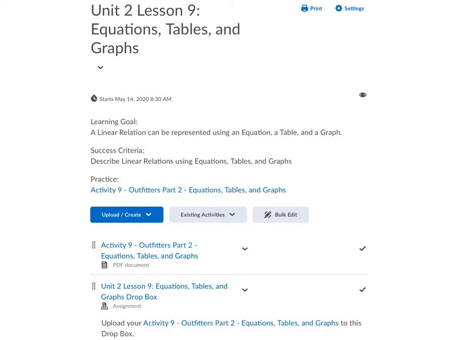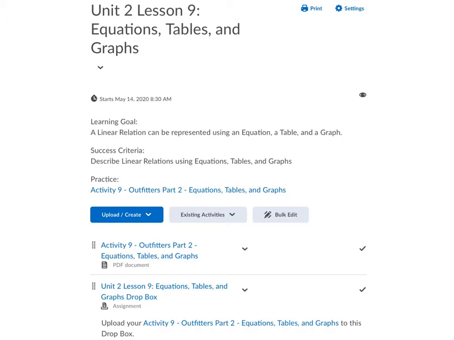Alright, so our learning goal here is that a linear relation can be represented using an equation, a table, and a graph. Our success criteria is to describe linear relations using equations, tables, and graphs. And that means that you're going to be given information and you will either need to develop an equation, put the information into a table, or make a graph.